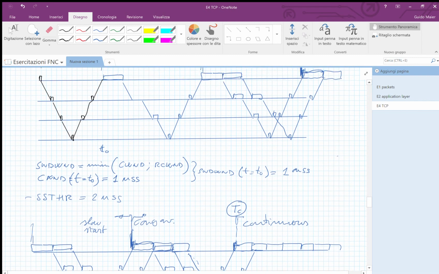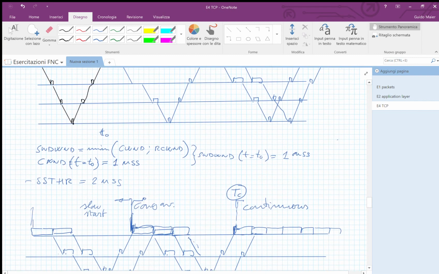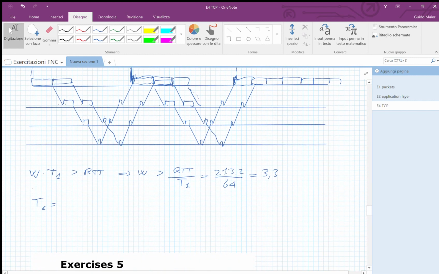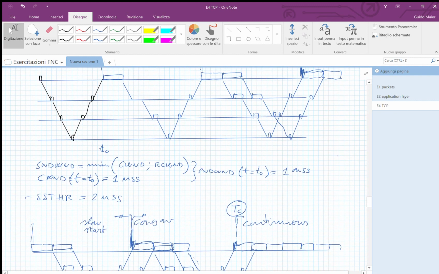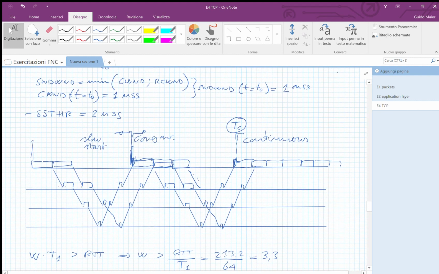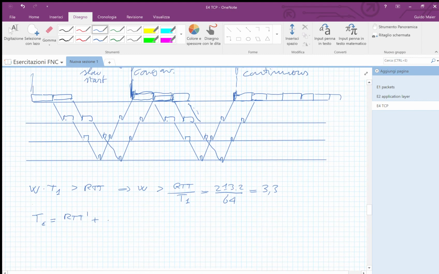TC is equal to the round trip time prime, which is the setup time, plus then we have 1 and 2 round trip times. Sorry, 3 round trip times. 1, 2, and 3 round trip times. Okay. Which turns out to be 752 milliseconds. Okay.